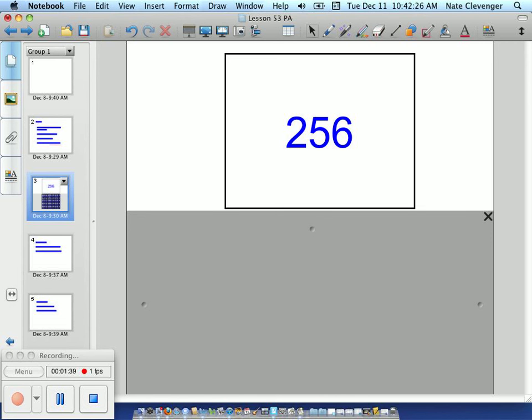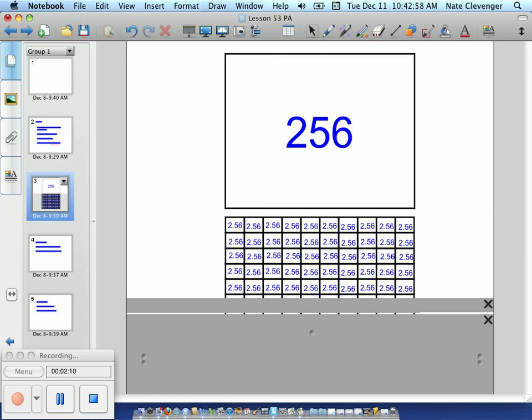So we have this box, this rectangular shape, that represents 256. If I were to want to know the value of what 1% would be, what would I need to do with this total, with this box? Divide by 0.1? No. Divide by 100. We want to find 1%. So we would divide it by 100.